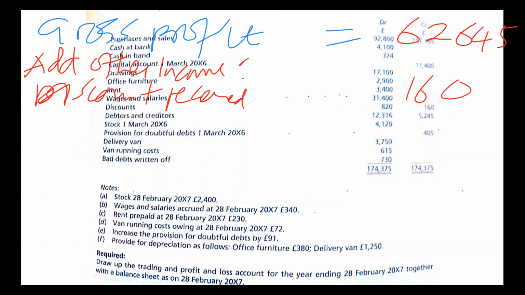We don't have any other income. If we don't have any other income, we'll add these two to make what? Total income, all right? Try to add the two and make total income.